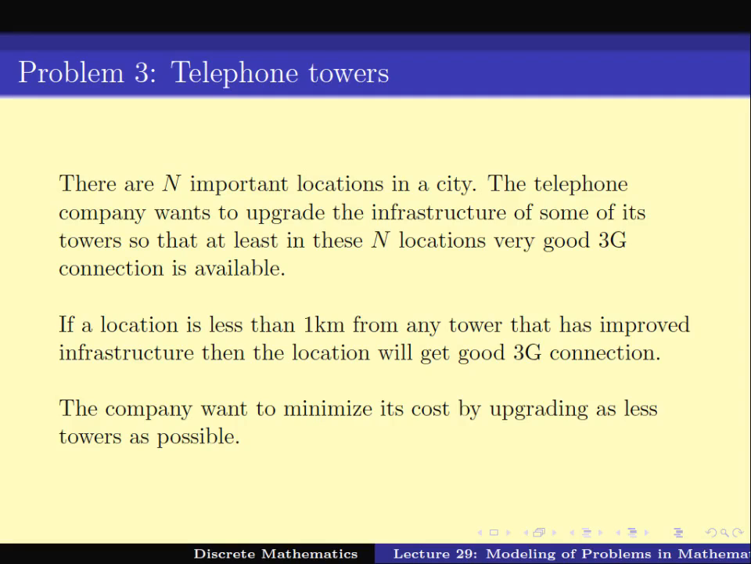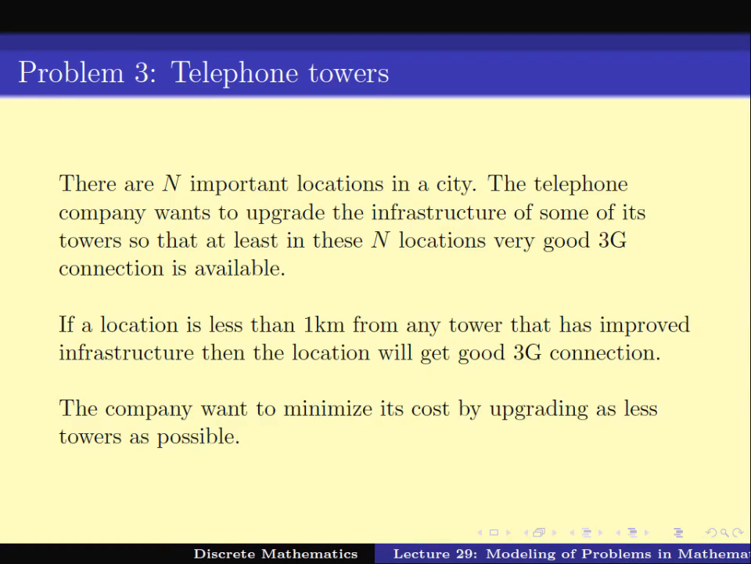Now, if a location is less than 1 kilometer from any tower that has an improved connection, then it will have good 3G connection. The company, of course, wants to minimize the number of towers it has to upgrade, so that at the end it also wants to ensure that everybody in all these n important locations in the city gets good 3G connection.